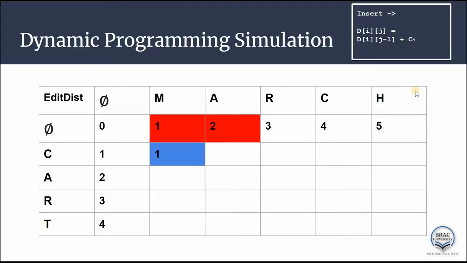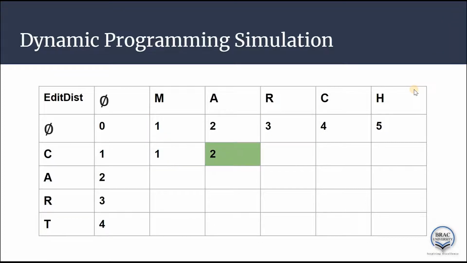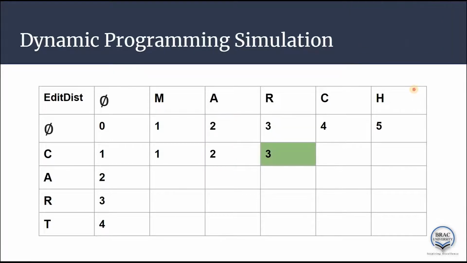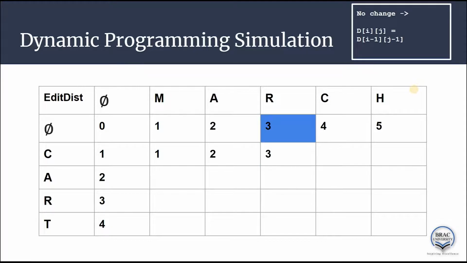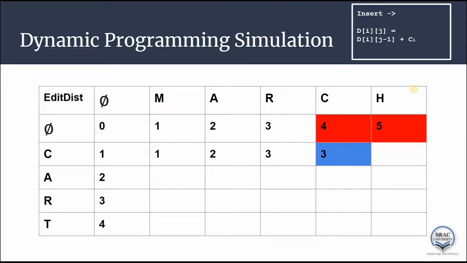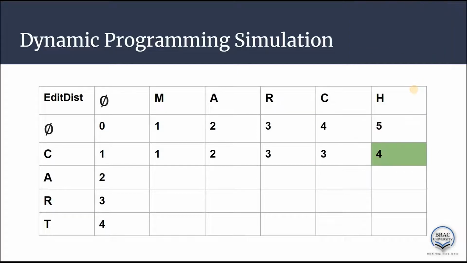The last characters of C and MA, which are C and A, do not match. So we had to replace before, now we insert A and take the minimum value of these 3 cells and add 1 to it, which is 2. Now C and the last character of MAR do not match, so the minimum operation plus 1 will be 3. Now C and the last character of MARC matches, so we take the diagonal value, which is 3. Now C and the last character of MARCH do not match, so minimum plus 1 will be 4.